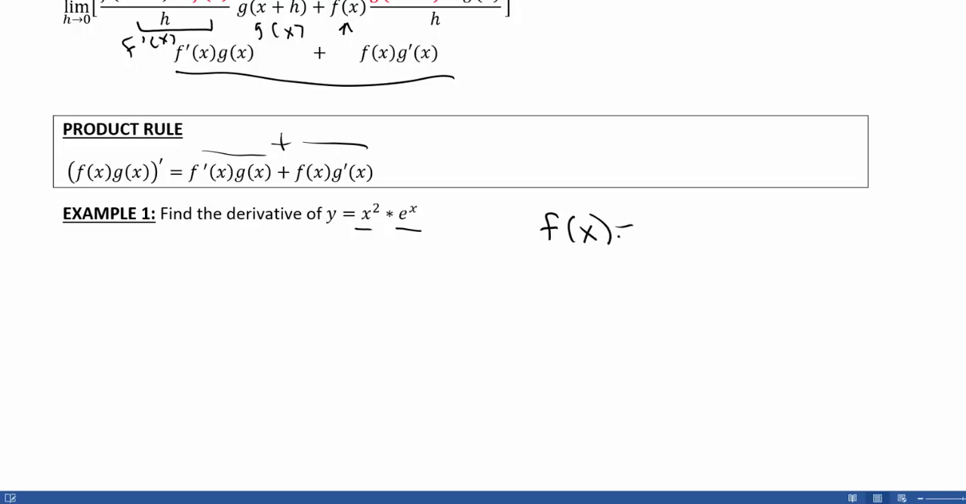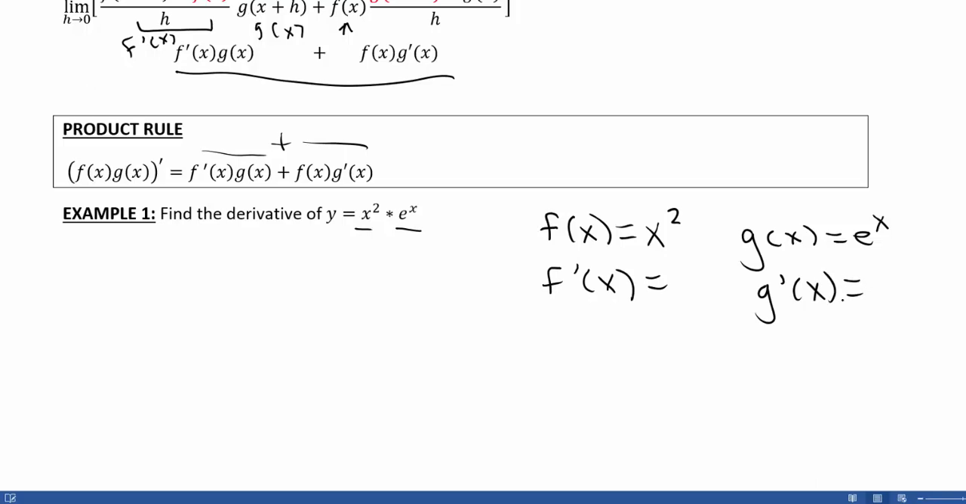So the first function I'm going to call f of x, which is x squared, and the second function I'm going to call g of x, which is e to the x. Now I want to find each of their respective derivatives. These derivatives should hopefully be a lot easier than the ones that we started with. So the derivative of x squared is 2x. The derivative of e to the x is e to the x.